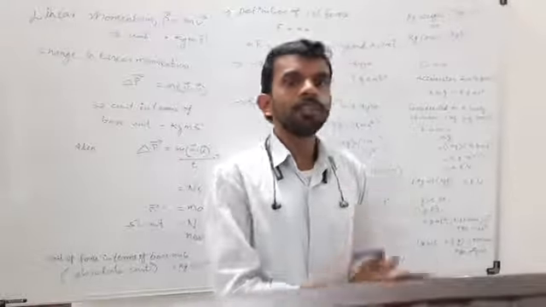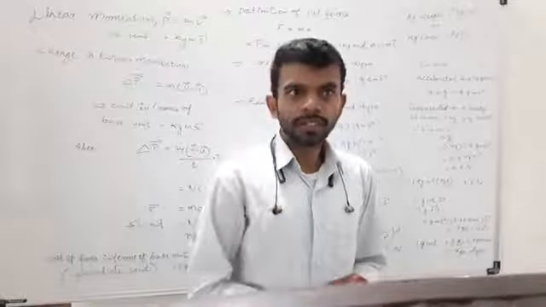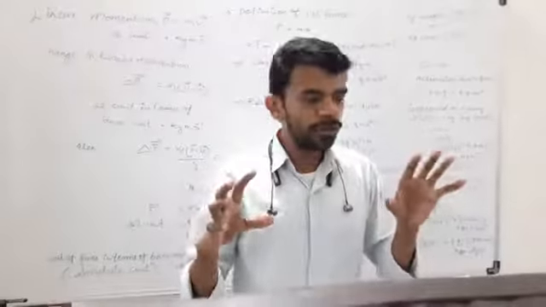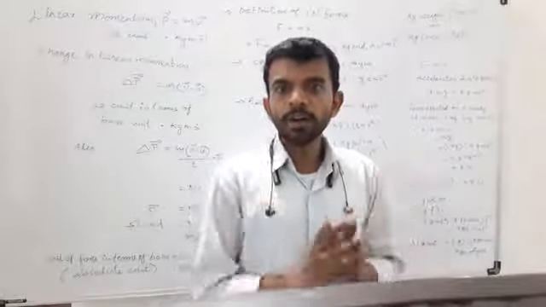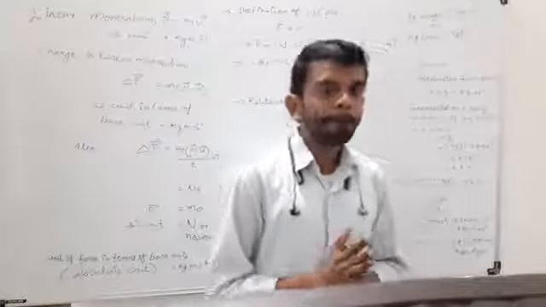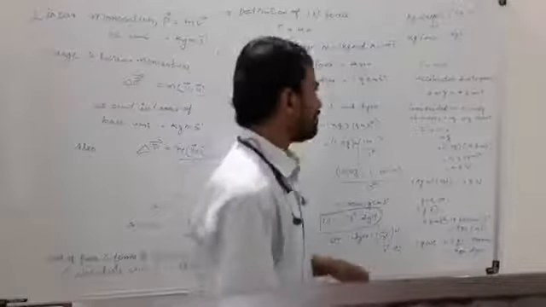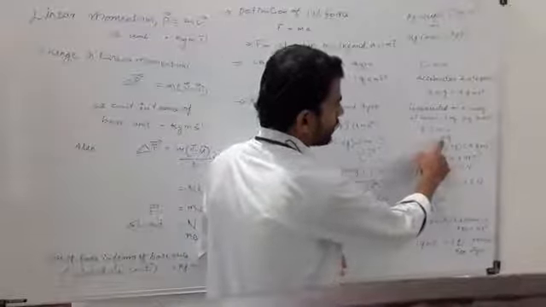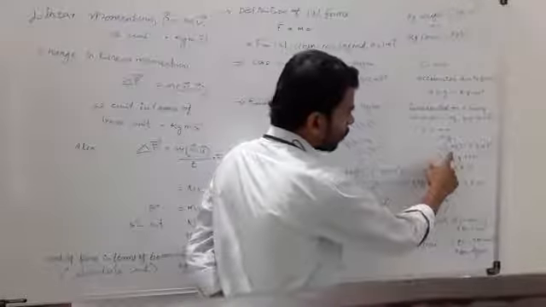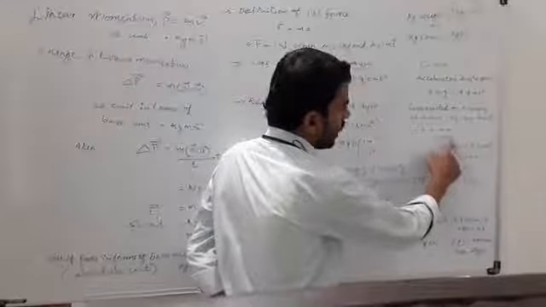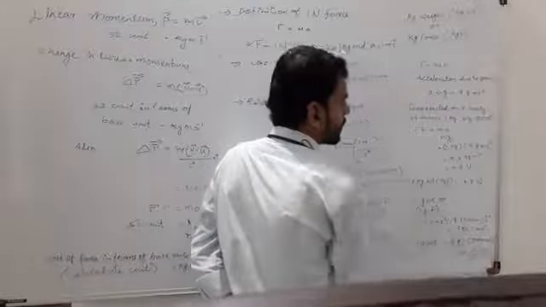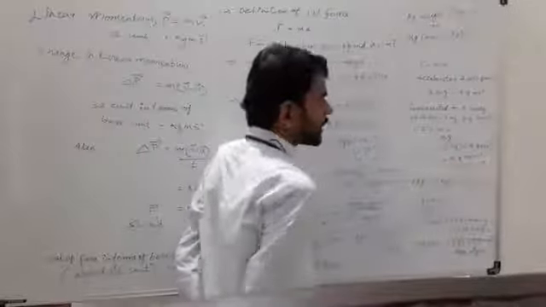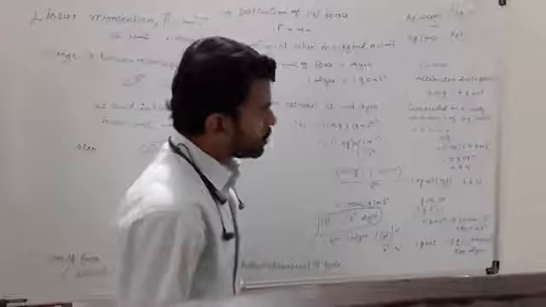For example, if m is 50 and g is 9.8, then 50 into 9.8 Newton is the force exerted by Earth. Now, moving on, we consider m equal to 1 kg and g equal to 9.8 meter per second square. So 9.8 kilogram meter per second square, or 9.8 Newton.